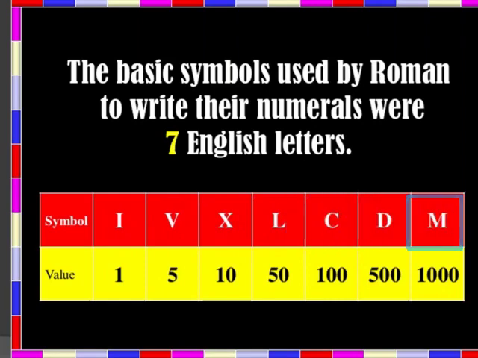So we will see what are the values for these English letters. Okay. I has the value 1. V is 5, X is 10, L is 50, C is 100, D is 500 and M is 1000. I repeat, I is 1, V is 5, X is 10, L is 50, C is 100, D is 500, M is 1000.